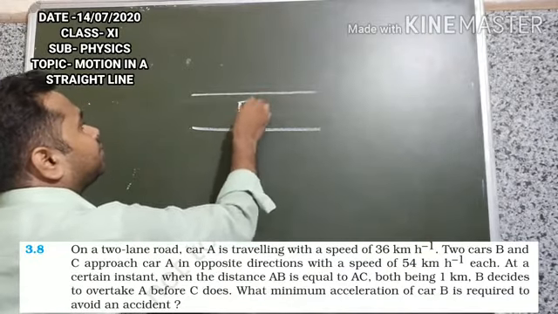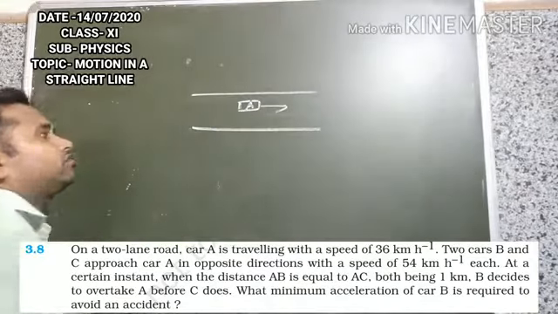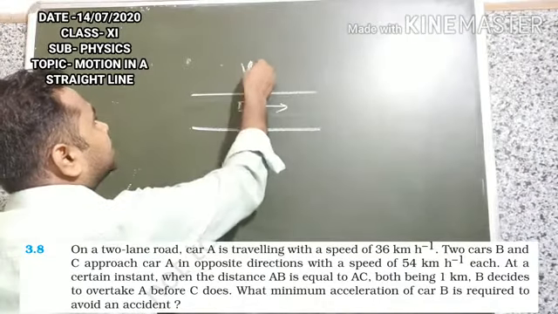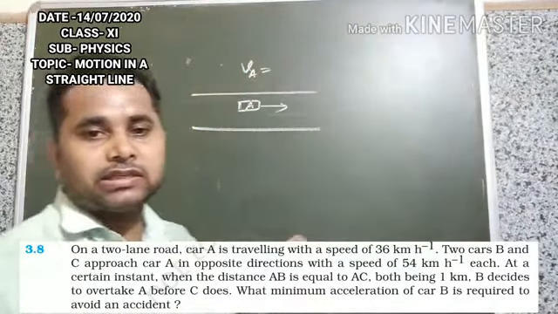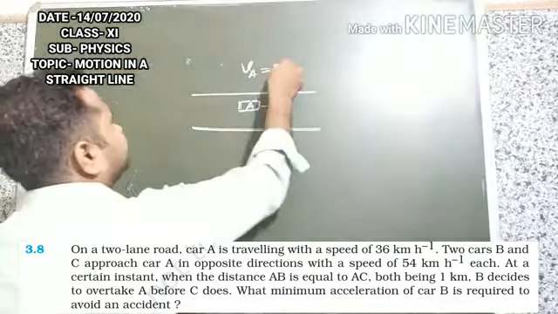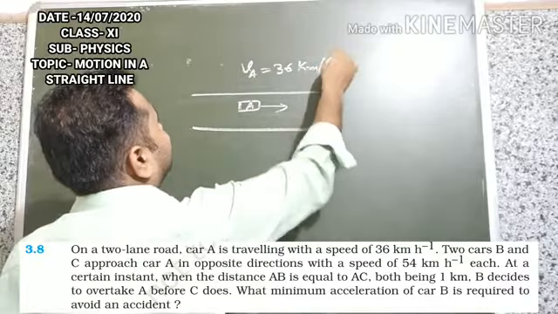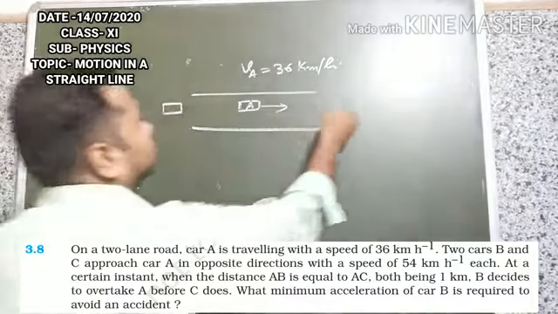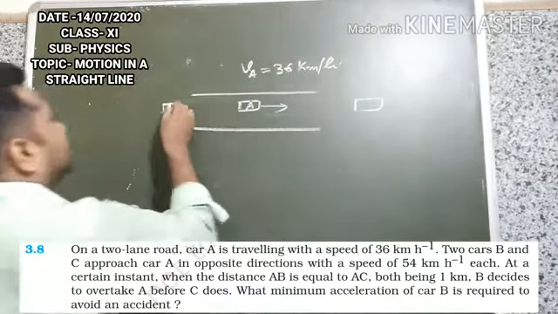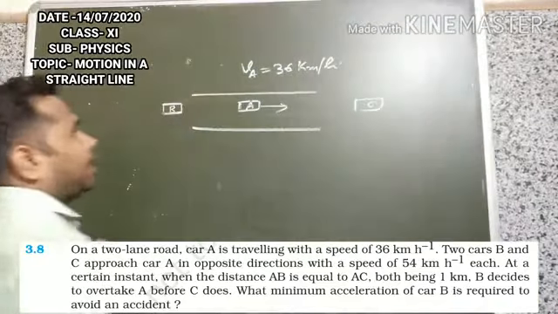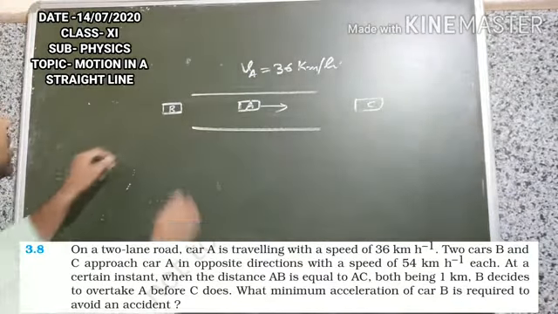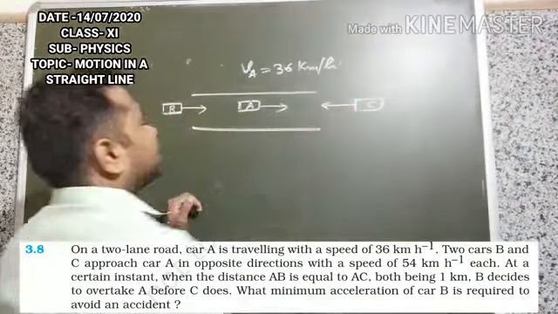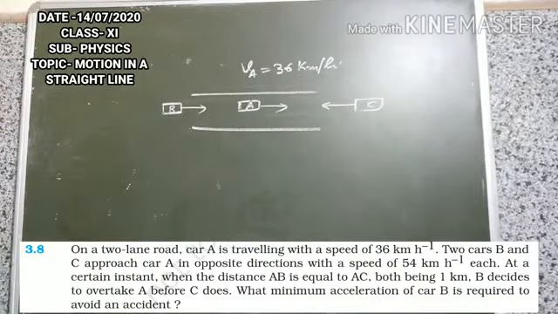there is a car A, suppose moving towards the positive direction of the x-axis with speed VA given. VA is 36, I think. See the question, 36 km per hour. And the other two cars, car B and car C, approach this car A. Car B is moving towards A, car C is also moving towards A. Both approach towards car A.